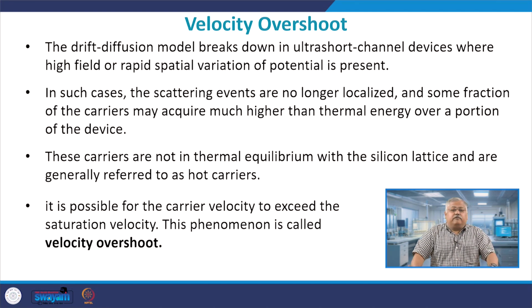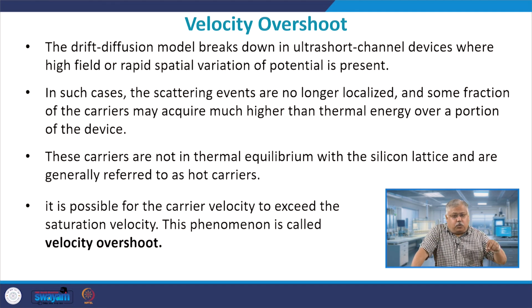So, which means that for a very short duration of time, the output velocity of the charge carriers can actually overshoot, or become much larger than the thermal velocity, and this is defined as the velocity overshoot. However, these carriers will not be in thermal equilibrium with the silicon lattice and are referred to as hot carriers, because they do not get enough time or enough scattering events to relieve their energy to the lattice, and therefore they are almost held constant.